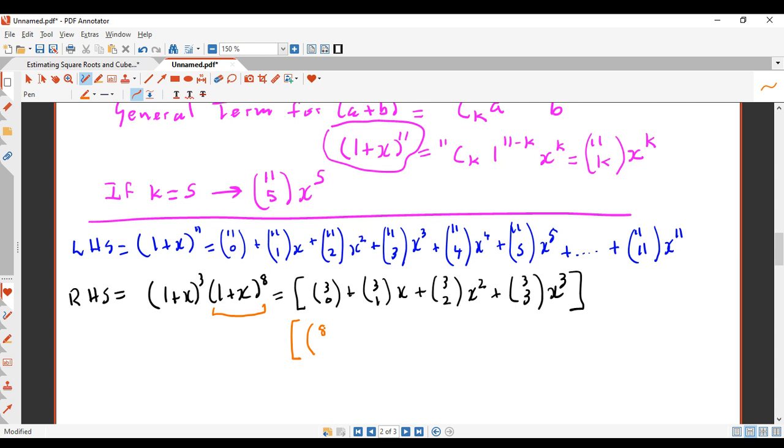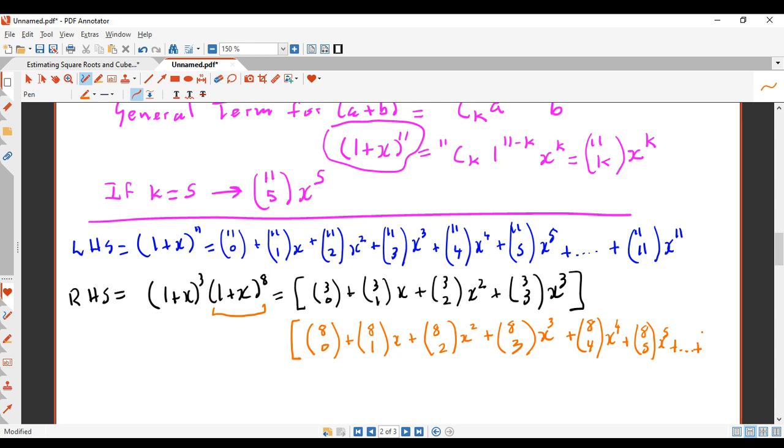All right, so it's going to be 8c0 plus 8c1 x plus 8c2 x squared plus 8c3 x cubed plus 8c4 x to the 4 plus 8c5 x to the 5, right? And that keeps going all the way up to 8c8. So I'm just going to go plus dot dot dot plus 8c8 x to the 8, close bracket.